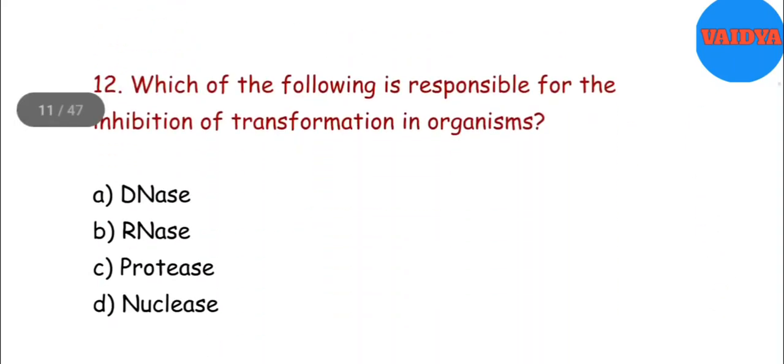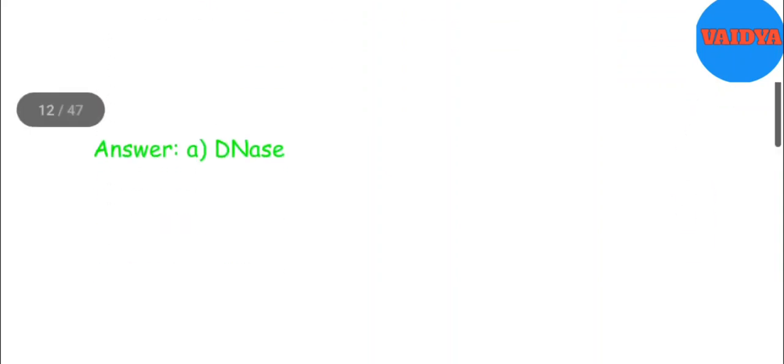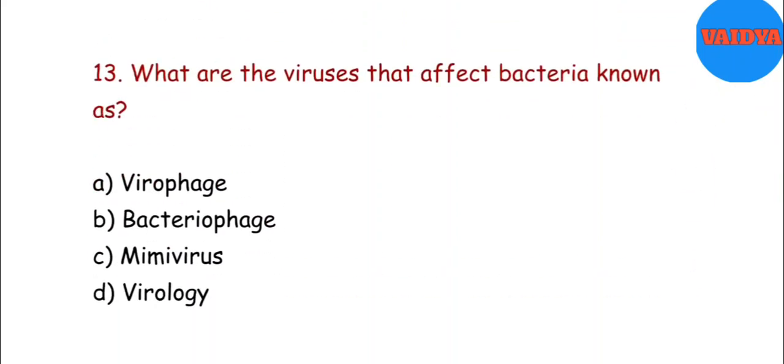12. Which of the following is responsible for the inhibition of transformation in organisms? A. DNase. B. RNase. C. Protease. D. Nuclease. Answer. A. DNase.